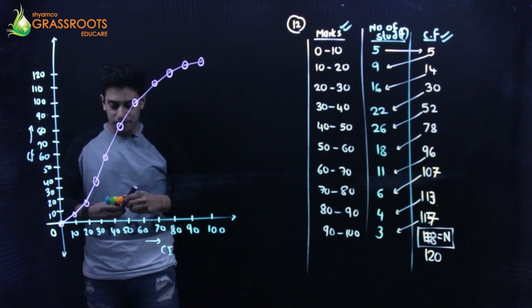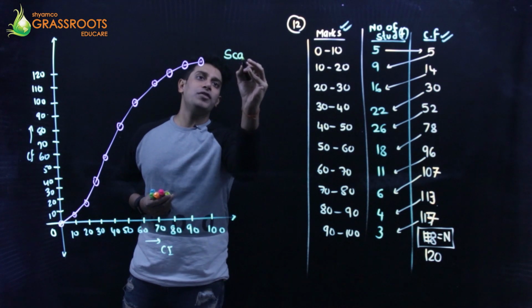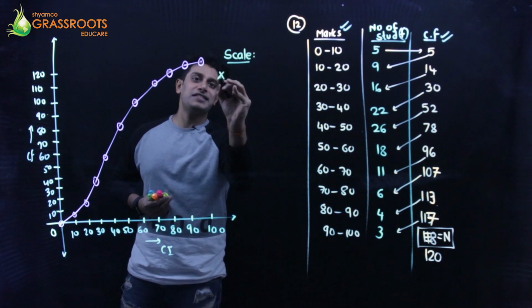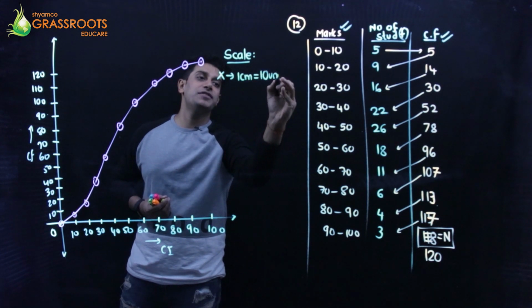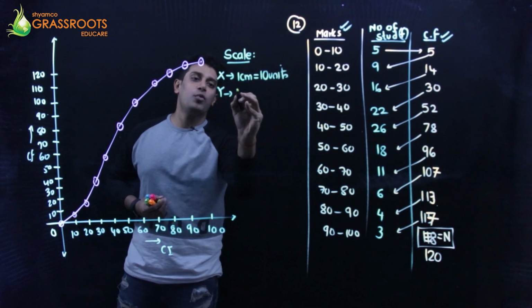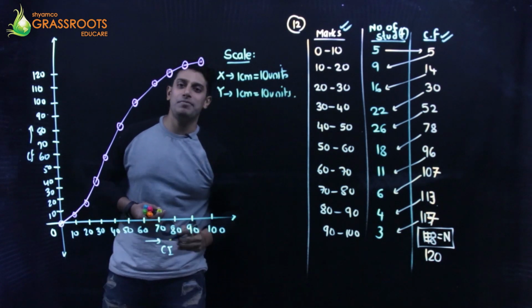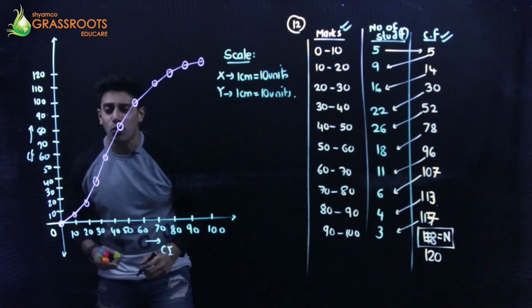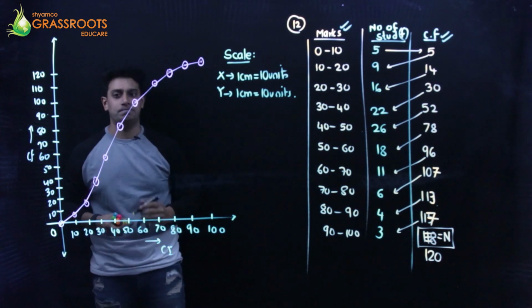This is your ogive. So if you happen to write the scale, guys, on the x-axis, 1 centimeter is equal to 10 units. Y-axis, 1 centimeter is again 10 units. So both axes, the same scale should be followed. You also need to write down the coordinates, which I am not writing as of now.